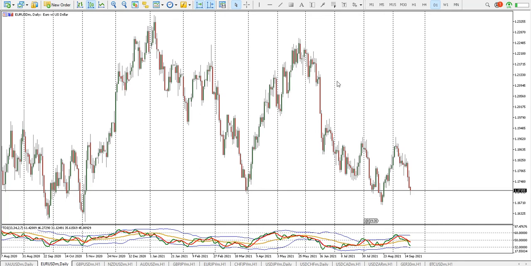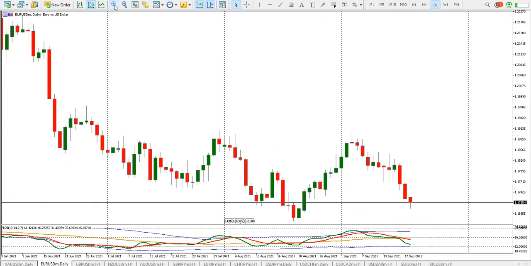I just want to make a short video on how I analyze my pairs. Looking at AUD, Euro USD, we see the market is ranging between this high and this low.